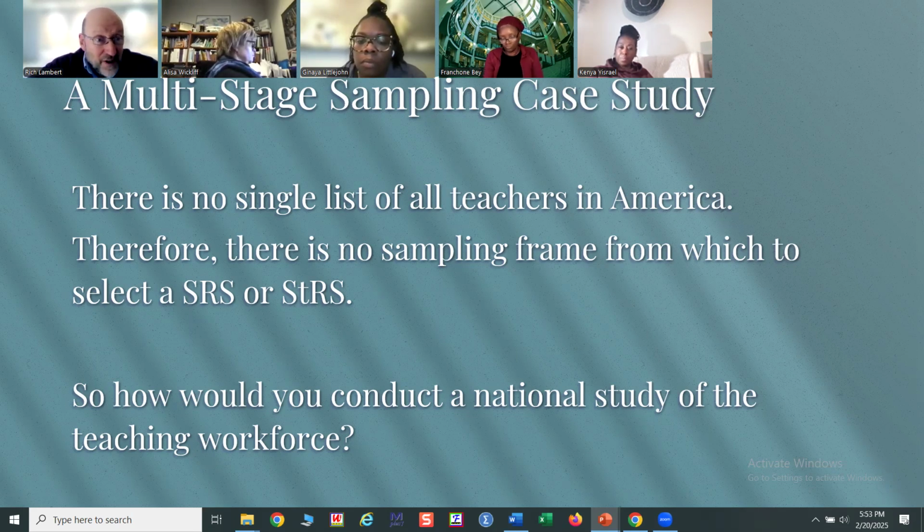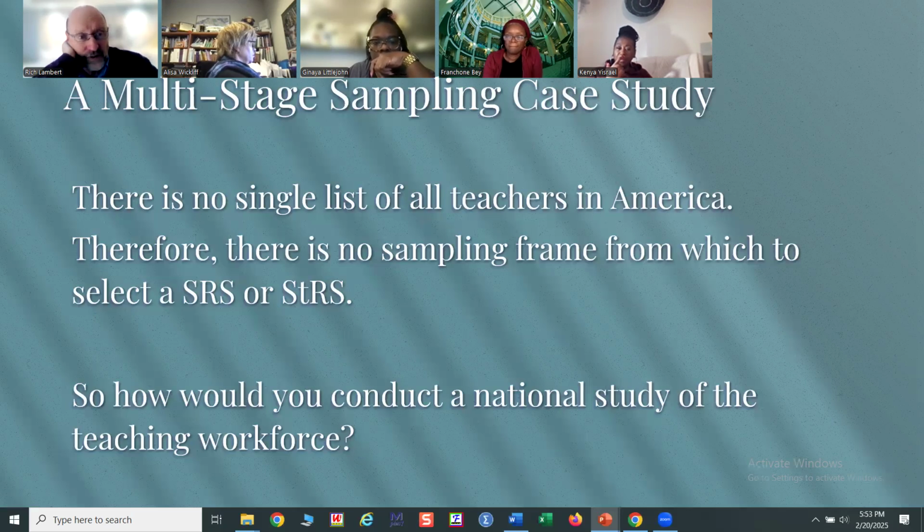So given everything we've been talking about regarding cluster sampling and multi-stage sampling so far, what do you think we would do in order to conduct a national study of the teaching workforce? And I'll give you a hint. Well, it's not really a hint, but I'll just let you know this does exist. It happens every couple of years. The National Center for Education Statistics does it. And I have a special license to use that data for my own research. So I'm one of the users of it after they've collected it. And they've developed a strategy for doing it.